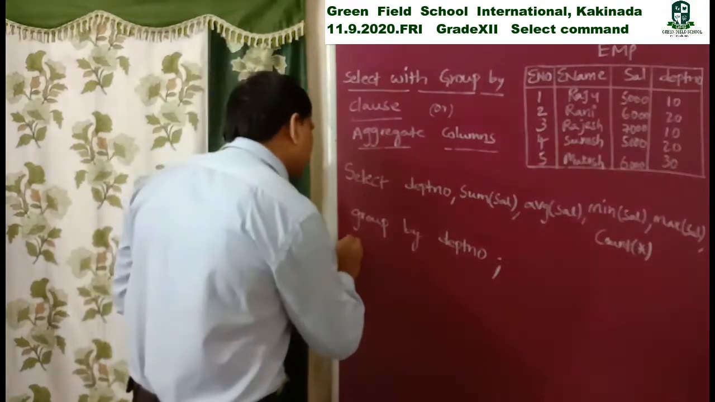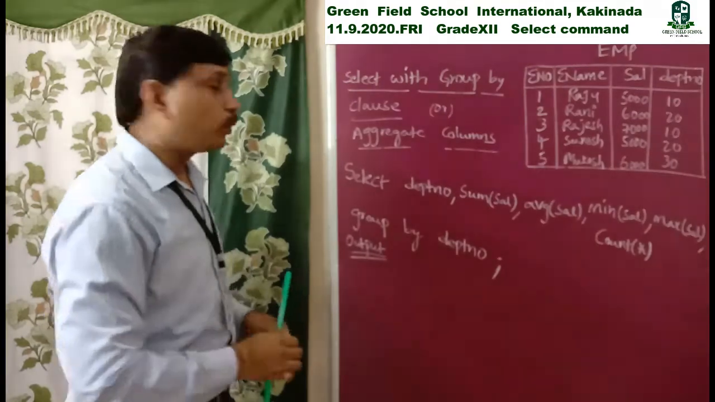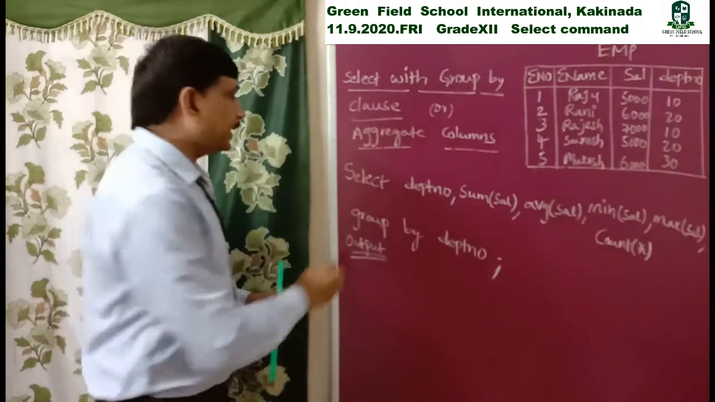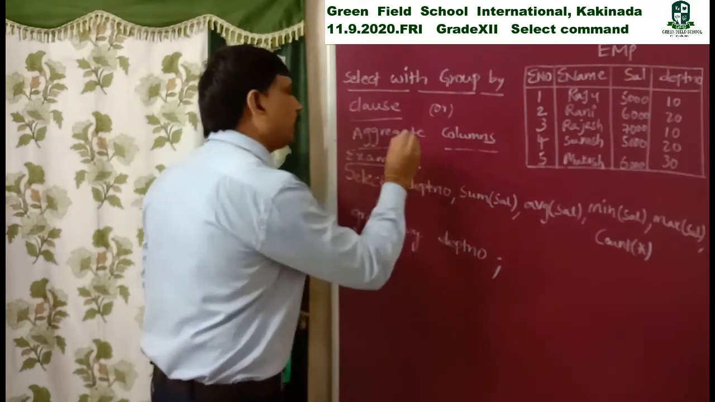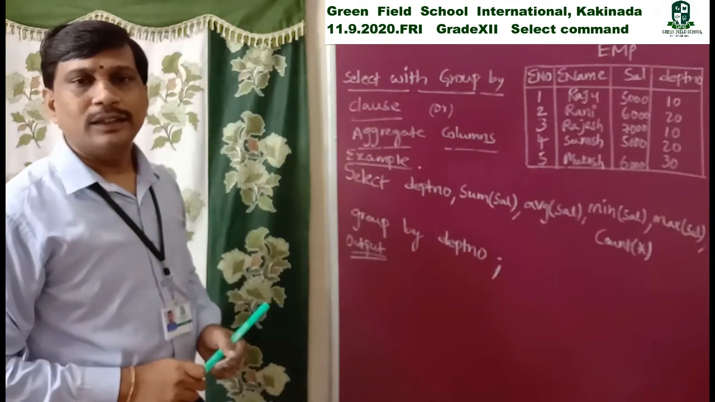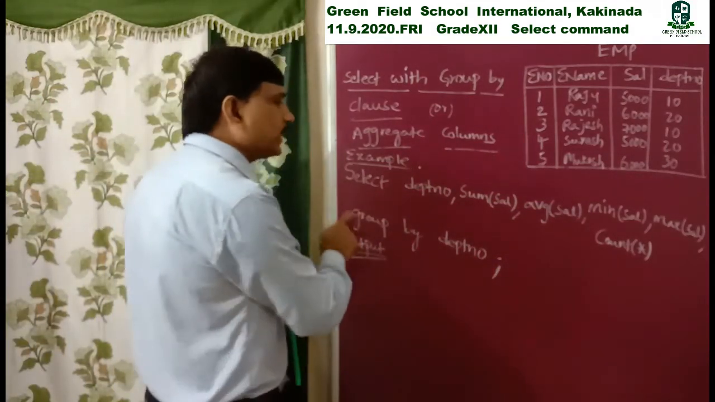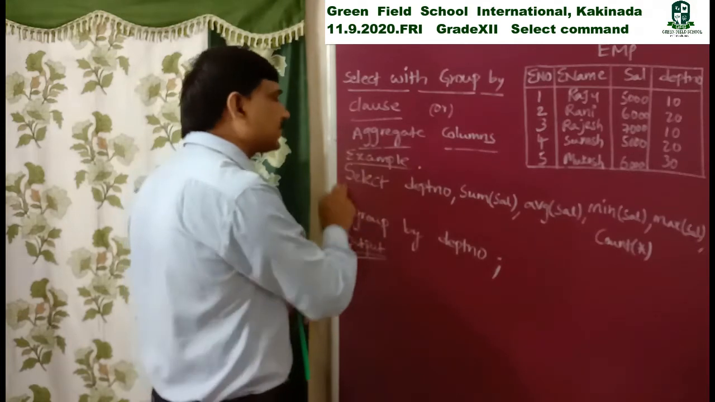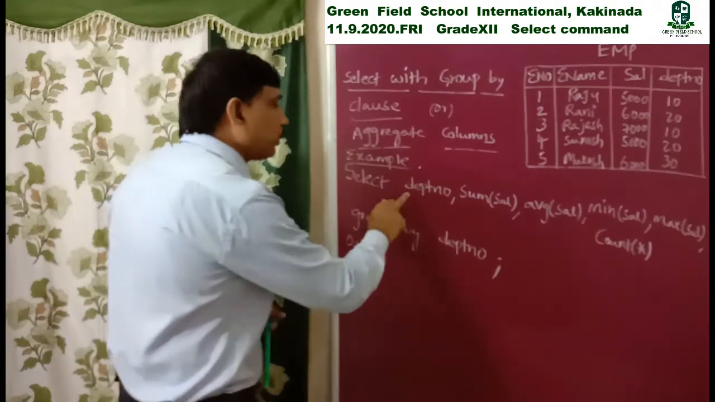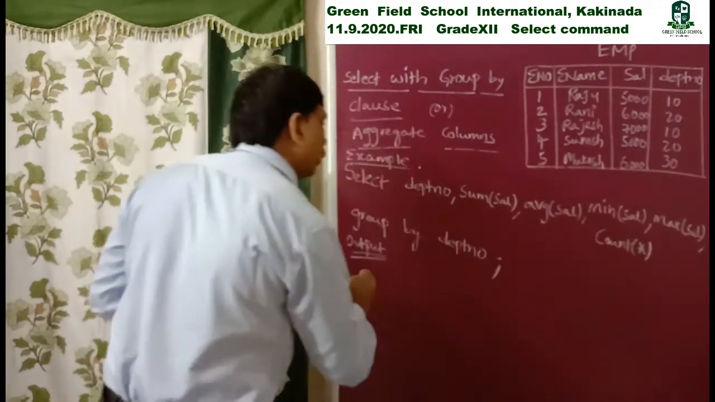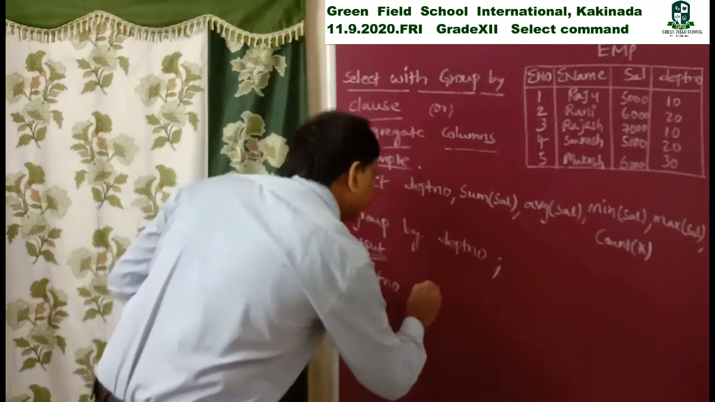The final output of this query is, see, this one is one example for grouping our tabular data. When I am executing this statement, this is considered a single statement, up to select department number. So first it displays all these columns. It displays department number. Next, sum of sal.